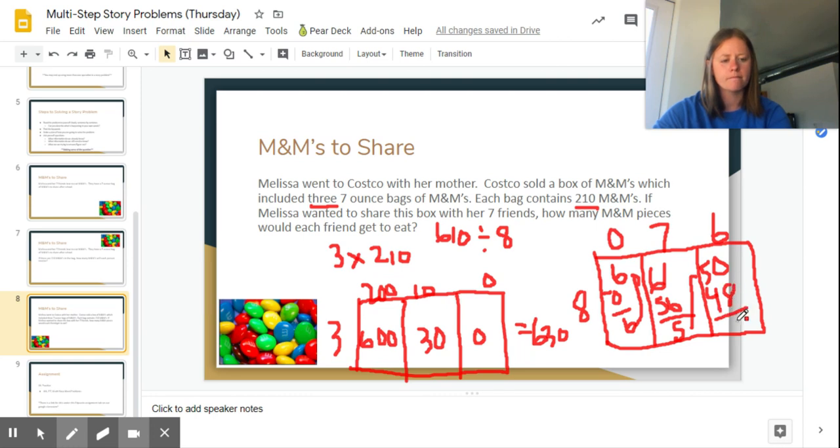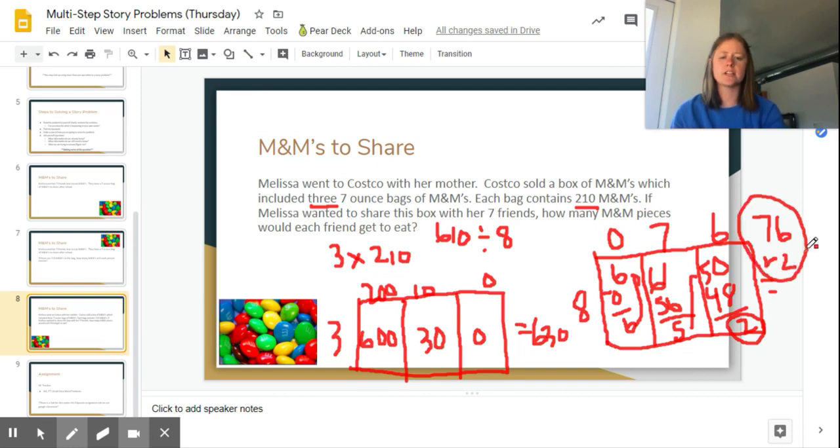Okay, the remainder of 2, super important, remainder of 2. Okay, so each friend is going to get 76, and there's going to be a remainder of 2 M&Ms left over.